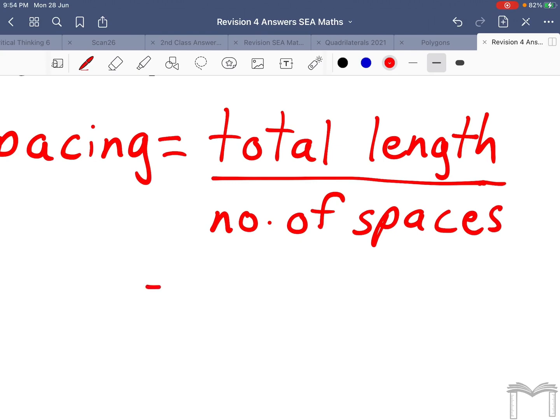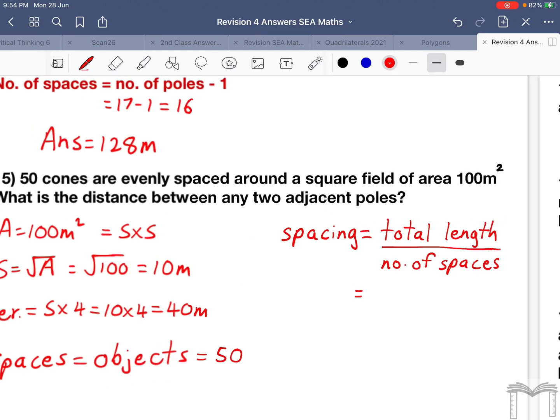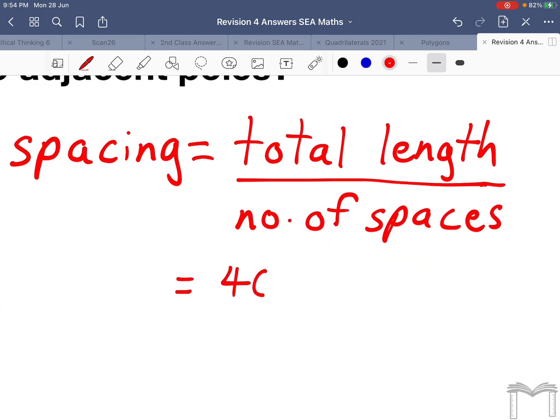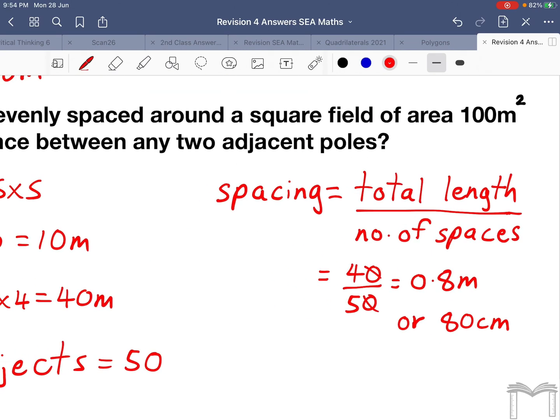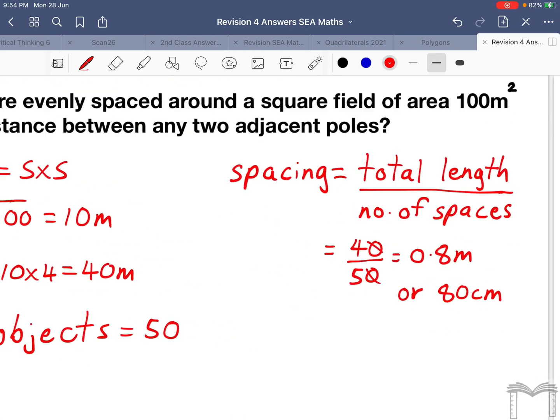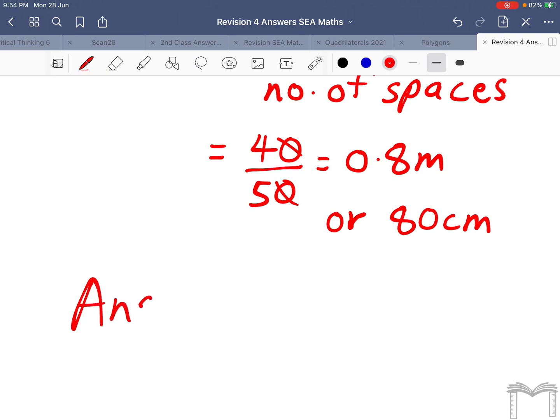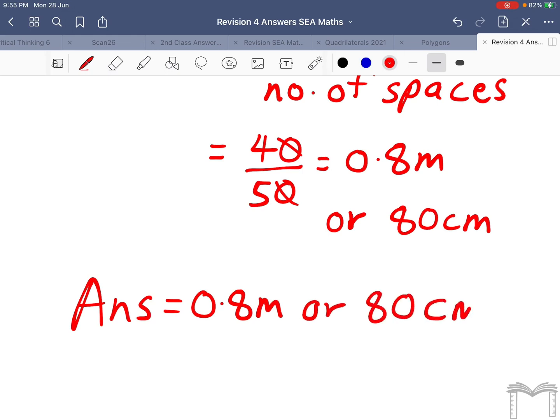Okay, so total length is equal to 40 meters and number of spaces is equal to 50. So 4/5 is equal to 0.8 meters, or 80 centimeters, and that's your answer. 0.8 meters or 80 centimeters.